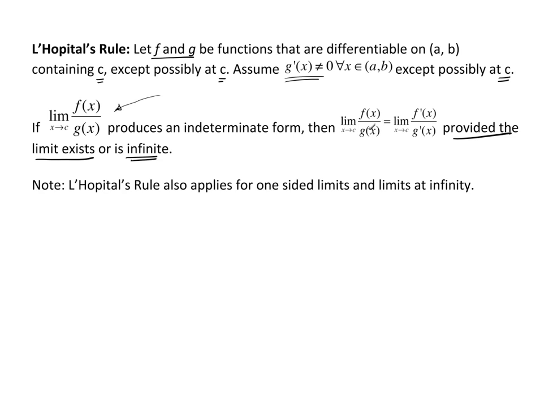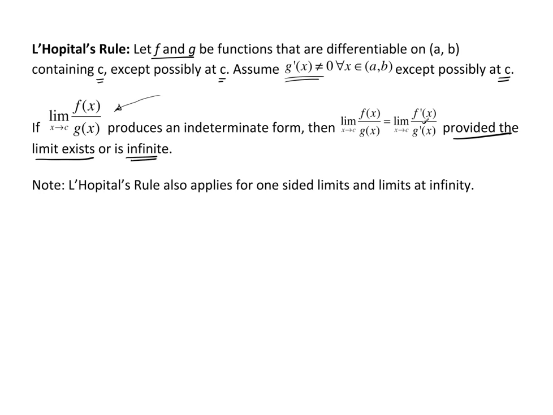Now to deal with this, I can simply take the limit of the derivative of the numerator divided by the derivative of the denominator. This is not the quotient rule. Okay, this is not the quotient rule. This is truly simply the derivative of the numerator divided by the derivative of the denominator.